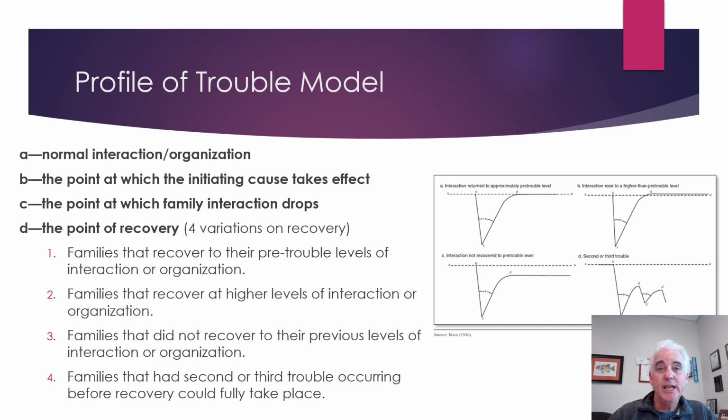Now D in Crise's model, the profile of trouble model, is the point of recovery. We've already talked about this a little bit, but families have 4 ways of recovering from the crisis. One is some families, you see at the upper left, return to the previous level of functioning. 2, some families function better than they were previously. Maybe the family got more income from their job, or found a better house than they had before. Or maybe because they had to delve into this crisis mode, they reorganized themselves and now are functioning at an even higher level. Third, some families just don't make it back to where they were.